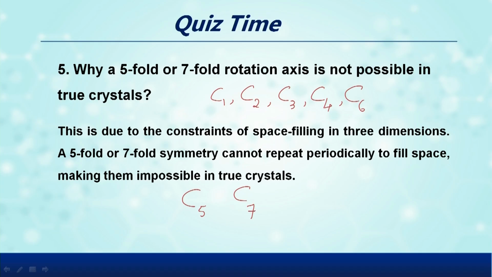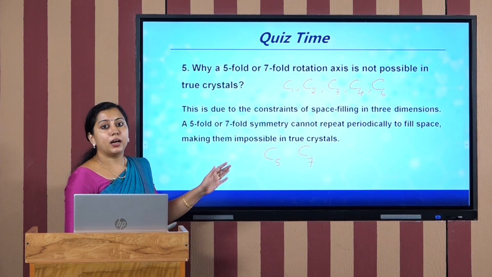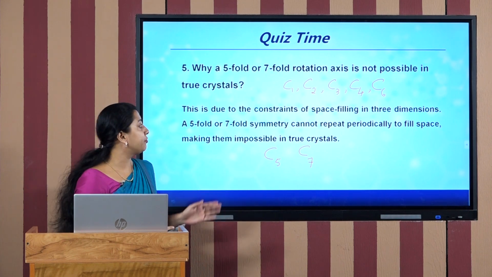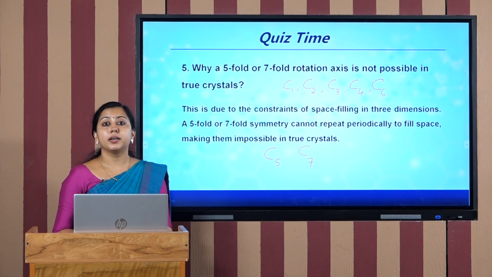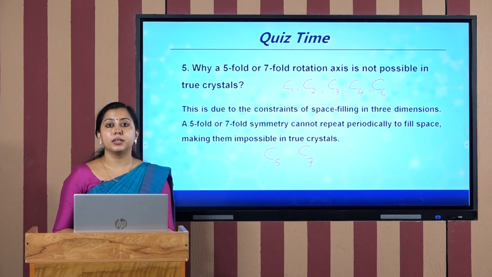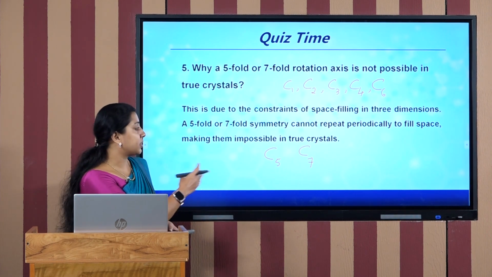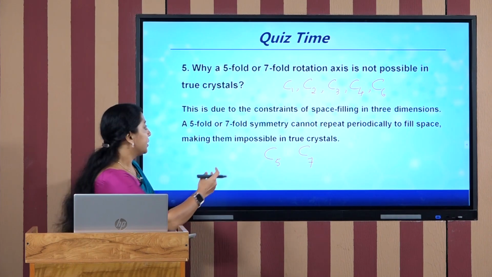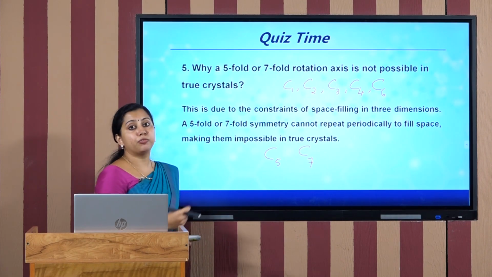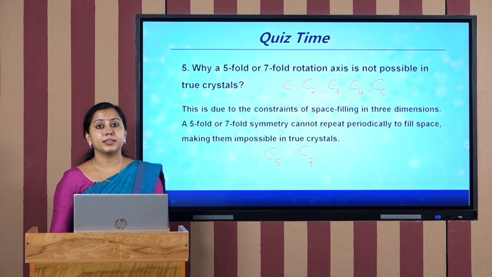C7 rotation axis. It is because a 5-fold or 7-fold symmetry cannot repeat periodically to fill space, making them impossible in true crystals. And this restriction of the 5-fold or 7-fold symmetry is also known as the crystallographic restriction theorem.